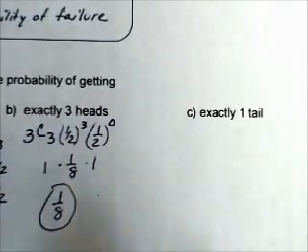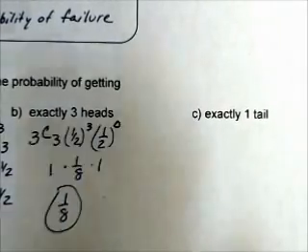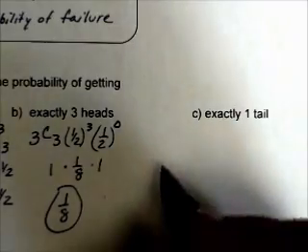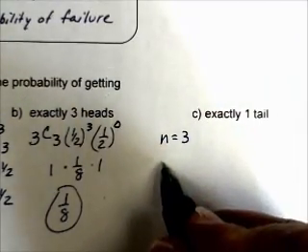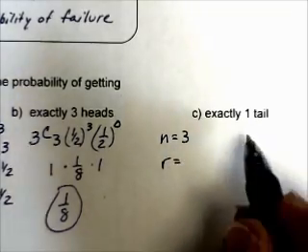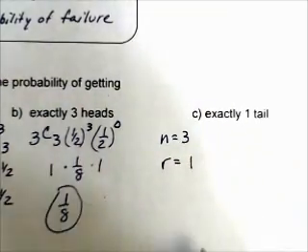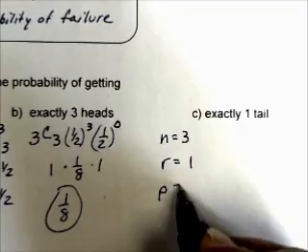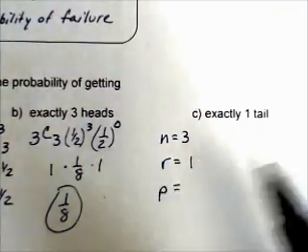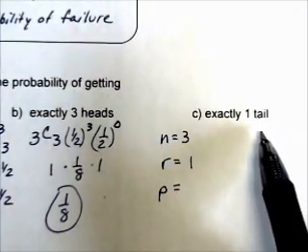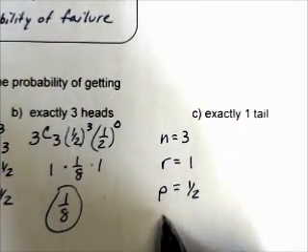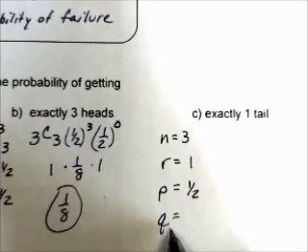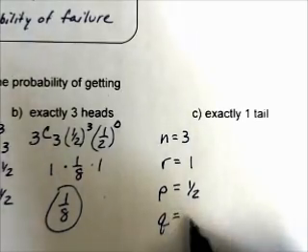C, exactly 1 tail. Find the probability of getting exactly 1 tail. All right, so n is 3. Now, the number of successes is 1 tail. Now, the probability of success, the probability of getting a tail, now remember, we switched from heads to tails. Well, the probability of getting a tail when tossing a coin is still 1/2. And the probability it's not a tail, the probability of failure, the Q value, is 1/2.